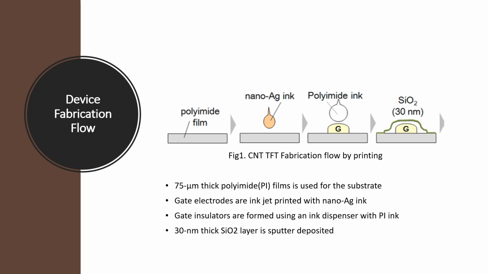After the film surface was treated by the corona discharge method, gate electrodes were inkjet printed with the Nano Ag ink, unsintered. Next, gate insulators were formed using an ink dispenser with the polyimide ink and then cured. The average thickness of the printed PI was 630 nanometers with a standard deviation of 4.9%. Next, a 30 nanometer thick SiO2 layer was sputter deposited.